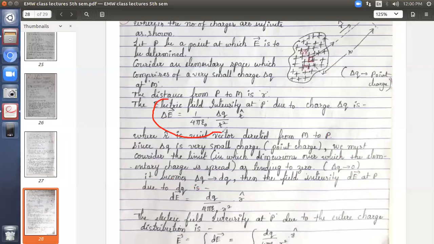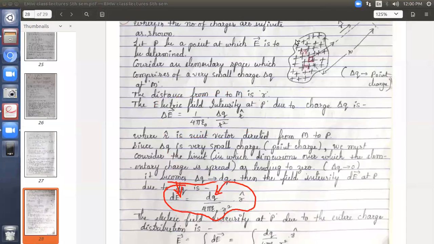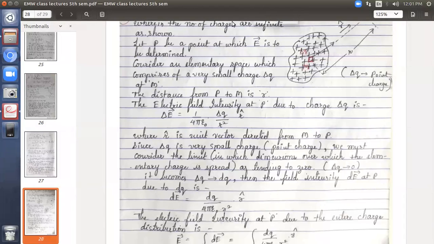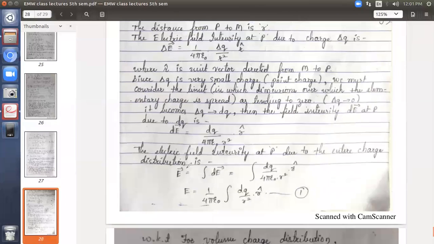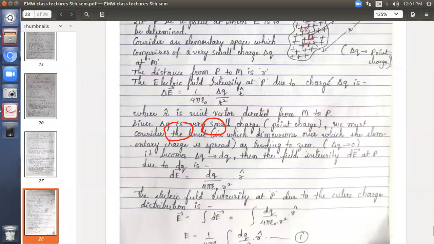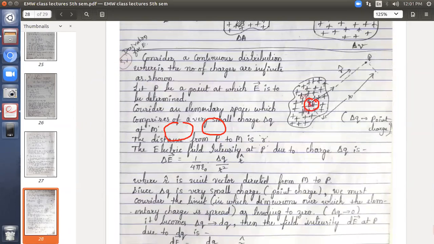Hence the same equation we can write in this form. What is the change in both the equations? Delta has been modified to the d operation. Then, this is a smaller field due to a smaller portion of the charge, right? Only this point M, whatever area is covered, that particular delta Q is covered. So whatever field is there is a smaller field.